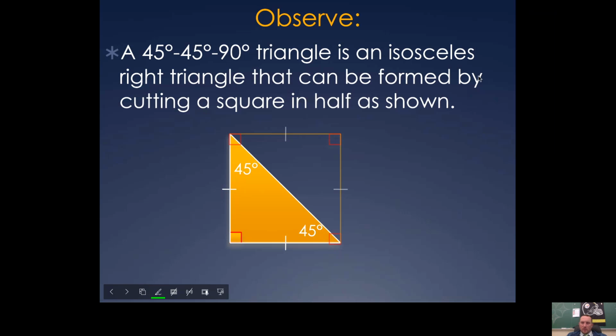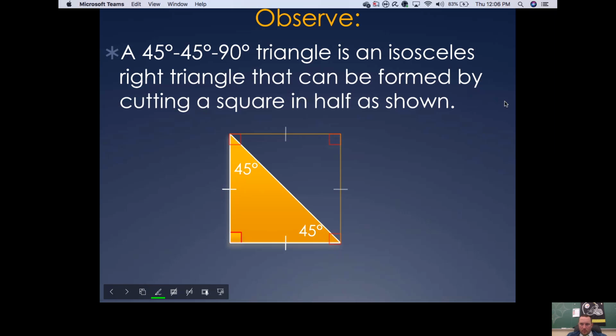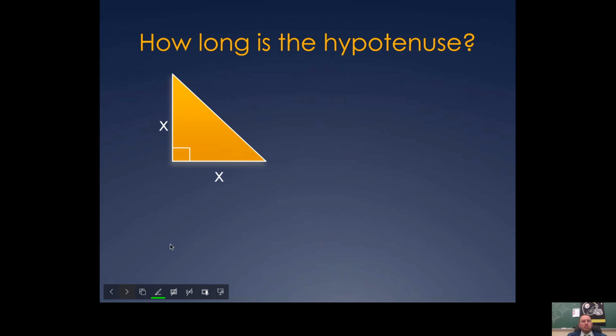Here's something else that you need to observe. When you have a 45, 45, 90 triangle like this, that's also a right isosceles triangle, it can be formed by cutting a square in half. So here's a square. If you put this diagonal through on a square, it makes two 45, 45, 90 triangles, right isosceles triangles. So here's a right triangle. Notice how the legs are both the same length. How long is the hypotenuse?